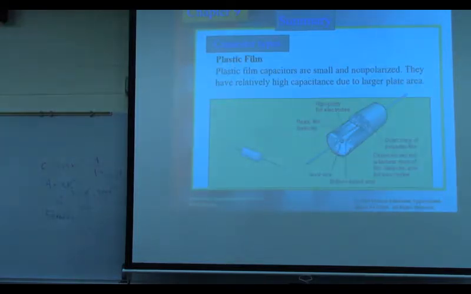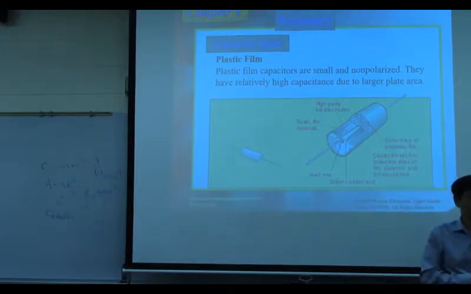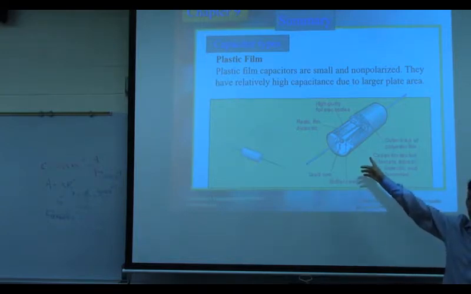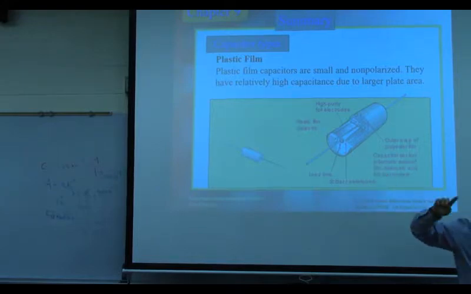Another type is plastic film capacitors. They are very small and non-polarized also. They have relatively high capacitance due to the larger plate area. So what is the plate area here? What is the area here? The area is pi r squared. Anyone can describe the physical structure of this cylinder? Round. It's round, right? Okay, round.